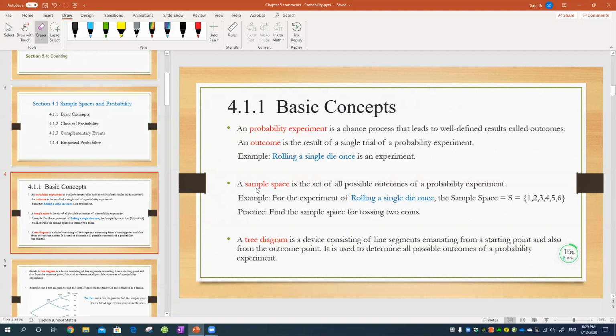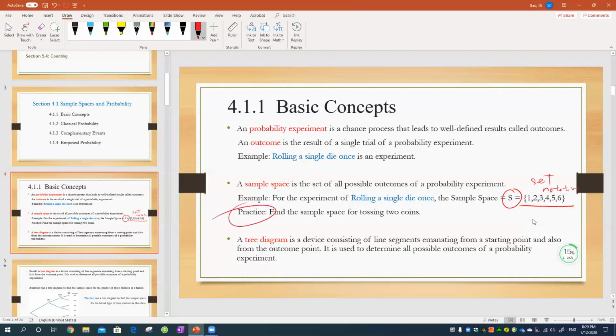And then a sample space. Now let's look at the term for sample space. A sample space is the set of all possible outcomes of a probability experiment. So for this example, rolling a single die once, the sample space, we use this notation, just a capital letter S, and then a set notation to represent that. So the sample space for rolling a single die once, we're going to say S equals a set notation, all the possible outcomes, and then we use commas to separate them: 1, 2, 3, 4, 5, 6.